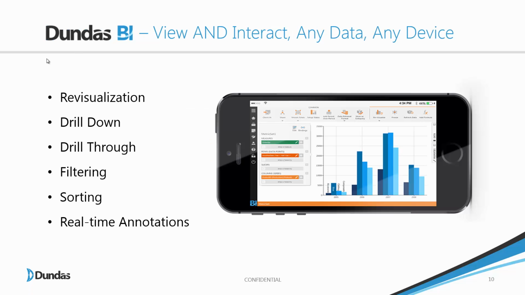When you're using Dundas BI on a mobile device, you're actually given unrestricted access to all of the interactivity that you would see on the dashboard, same as on a desktop. This includes revisualization, drill down, drill through, filtering, sorting, real time, even annotations. Dundas BI works and looks the same on desktop as it does on any mobile device, such as a tablet or a smartphone.